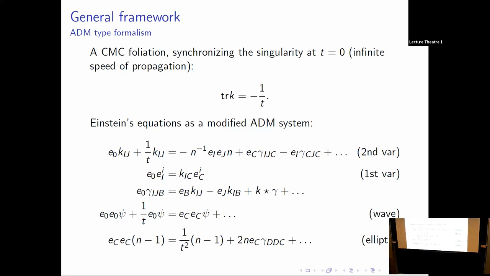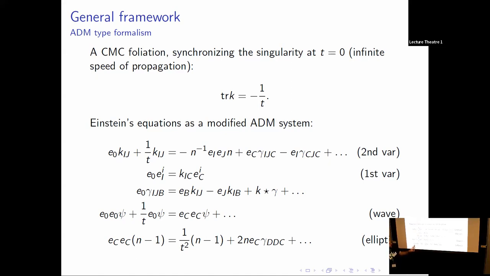And the hope is that this will synchronize the singularity at t equals zero. So of course, for the background, this is exactly true. Okay, so you can expect that for the perturbation, you can also have it. Okay, and the reason, intuitively at least, that this could perhaps synchronize the singularity, one of the reasons, is that this leads to an elliptic equation for the lapse of the foliation.